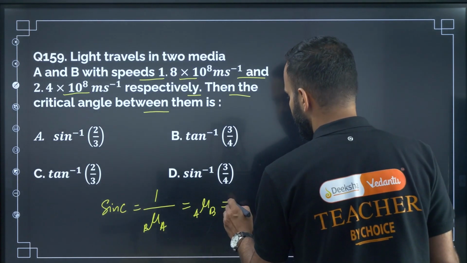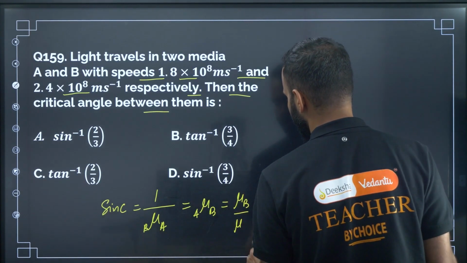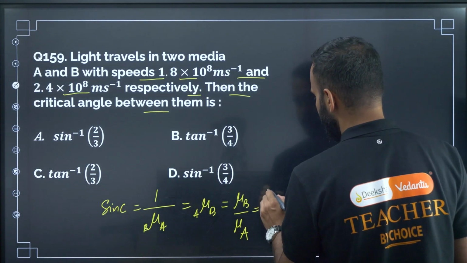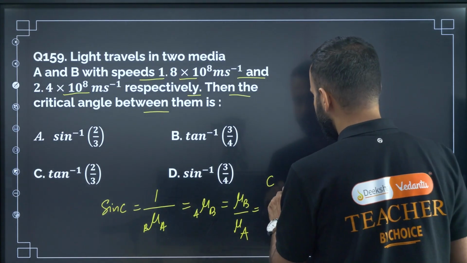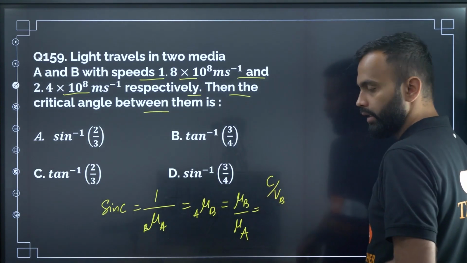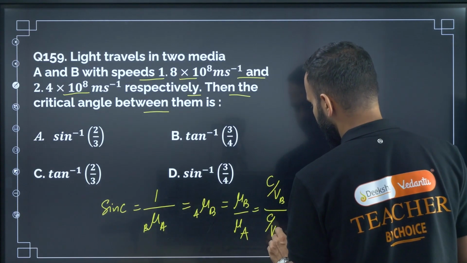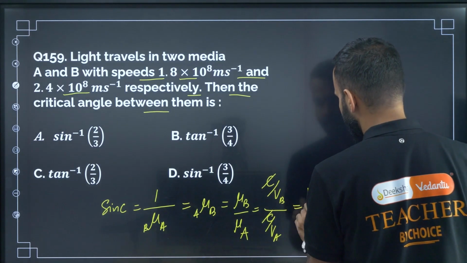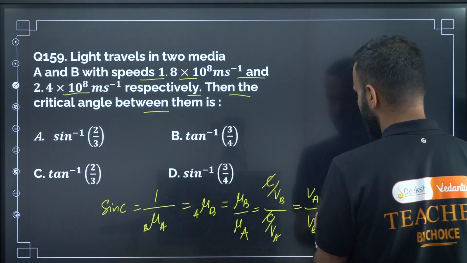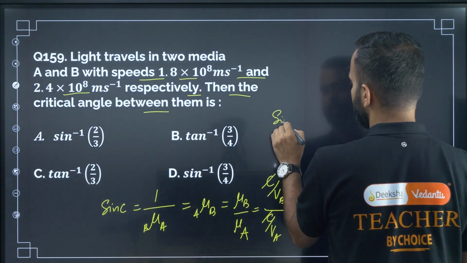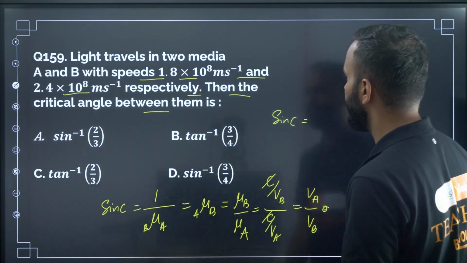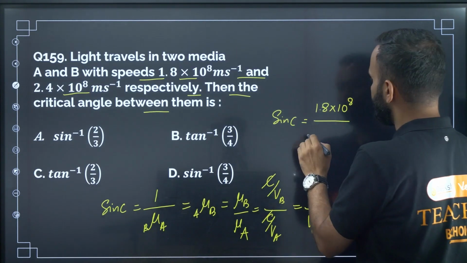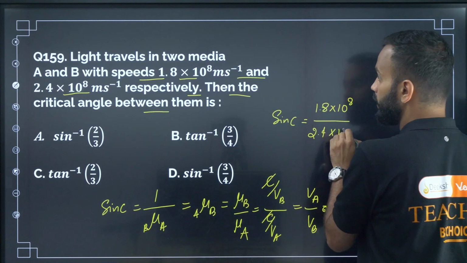Now what is the refractive index of B with respect to A? Mu B divided by mu A. Mu B is refractive index of B, that is C divided by VB, divided by C by VA. So C will get cancelled, and we get VA divided by VB. Now sin C, that is critical angle, is equal to VA, 1.8 into 10 to the power 8, divided by VB, 2.4 into 10 to the power 8 meter per second.